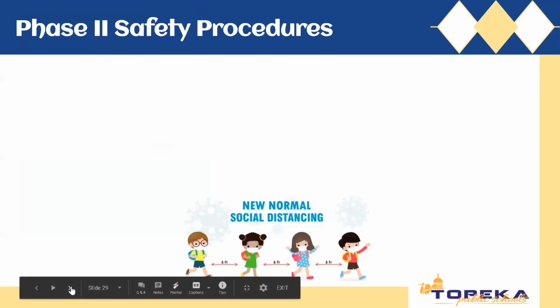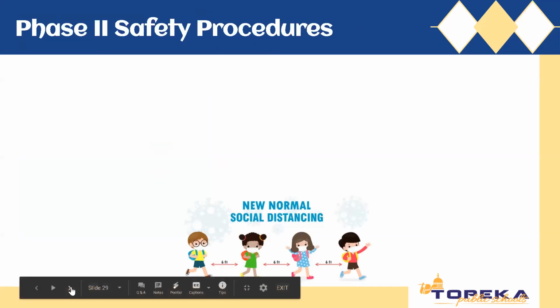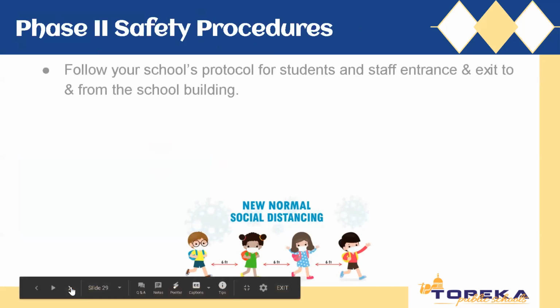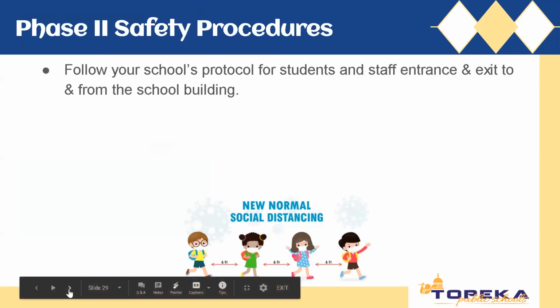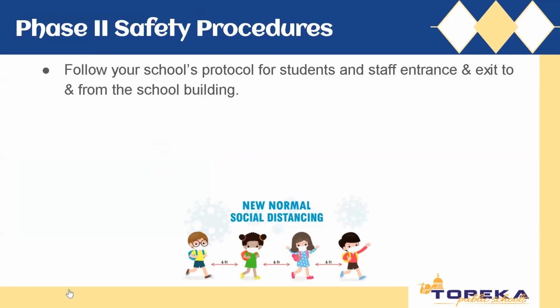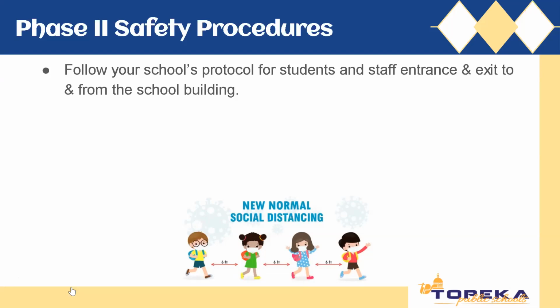All right, and still, while we're in this phase 2 with the safety procedures, none of this should be new or unfamiliar to you, but we will have the 6 feet distancing, all right? Every single school has created a protocol on how students and staff members will enter and exit the building each and every time. You will need to go over this with your students before they come back to school.